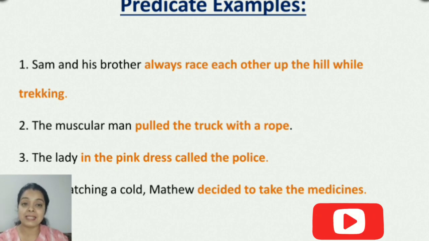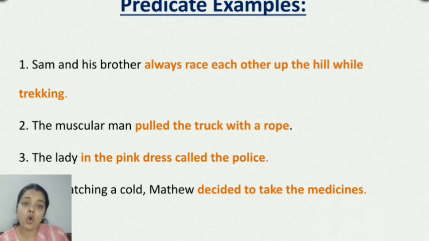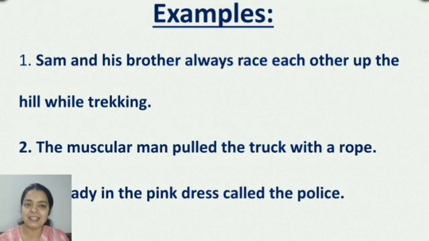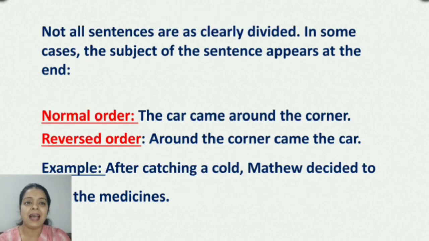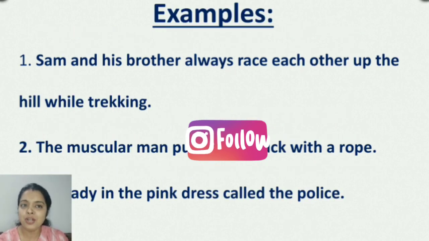Muscular man. What else is left? Pulled the truck with a rope. So what do you find here? Here we have the verb, and the predicate is included with the verb. Subject is who is performing the action and rest all is the predicate. So I hope it's very easy for you to understand, right? So we had these many sentences and we got the answer as well. Now, generally what we got to know through this, if you go back, what did you find? Sam and his brother, the muscular man, the lady.